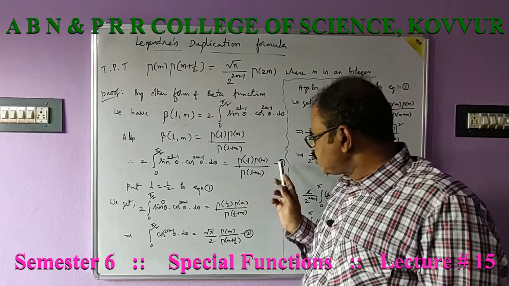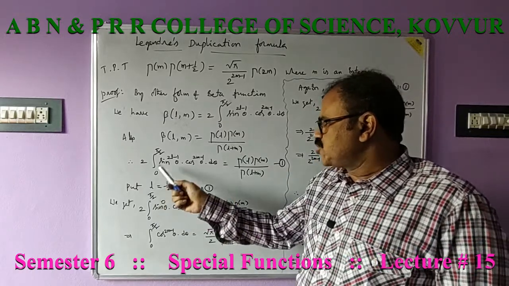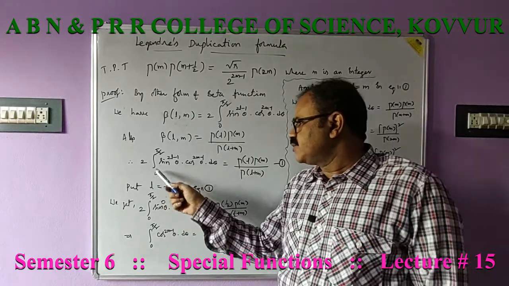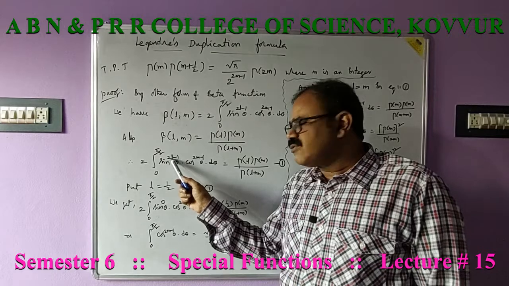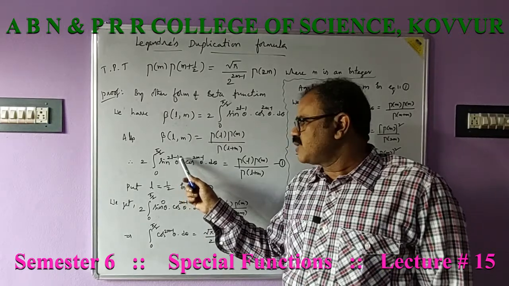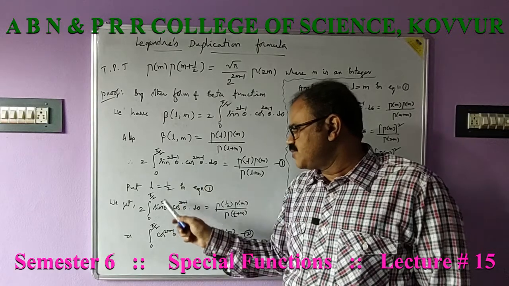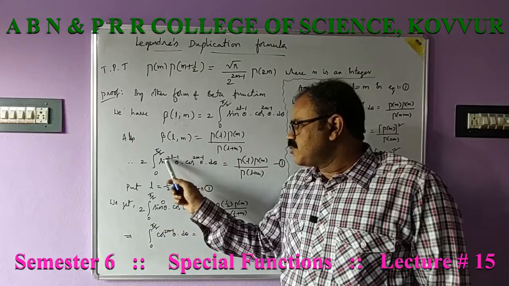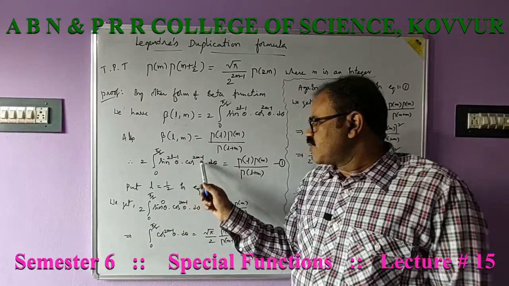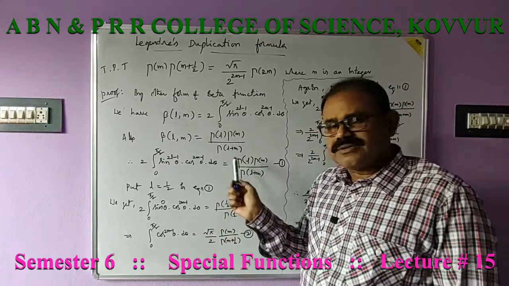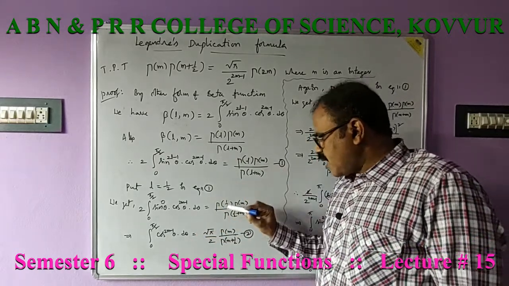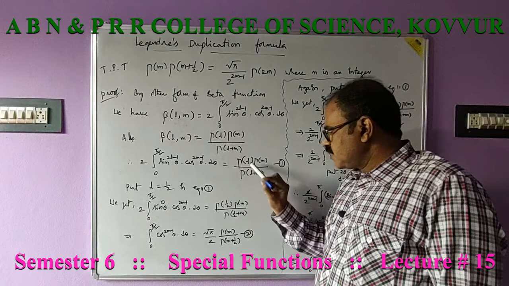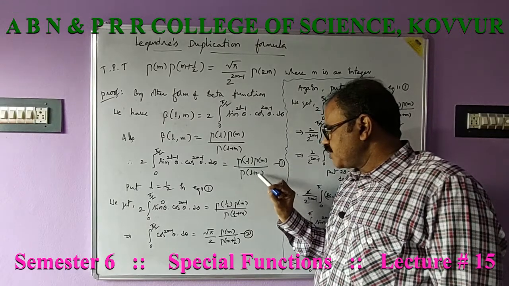In equation 1, put l is equal to 1 by 2. When you take l is equal to 1 by 2, what you get? 2 into 1 by 2, that is 1, 1 minus 1, 0. Sin to the power of 0 theta, everything remains same. 2 into integral 0 to pi by 2, sin to the power of 0 theta, cos to the power of 2m minus 1 theta d theta is equal to, in place of l you will get 1 by 2. Gamma 1 by 2 into gamma m by gamma 1 by 2 plus m.